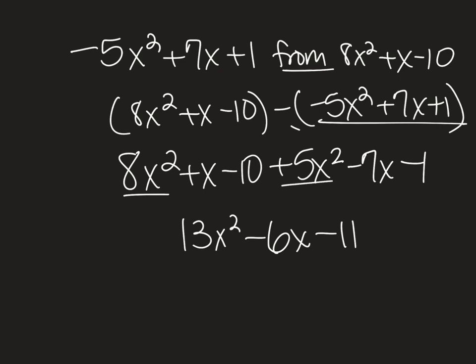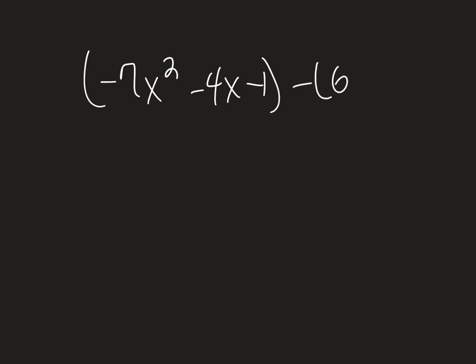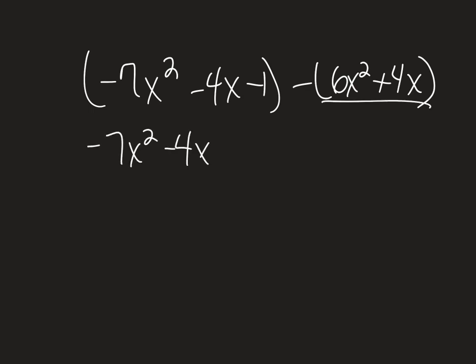So this next one is not a word problem. This one says negative 7x squared minus 4x minus 1, and then minus parentheses 6x squared plus 4x. So again, I'm going to change both of these signs. So I'm going to drop the first parentheses and just write them down. This one was positive inside, so I'm going to write down minus 6x squared. This one was positive inside, so I'm going to write minus 4x. And that's what I mean by changing the sign.